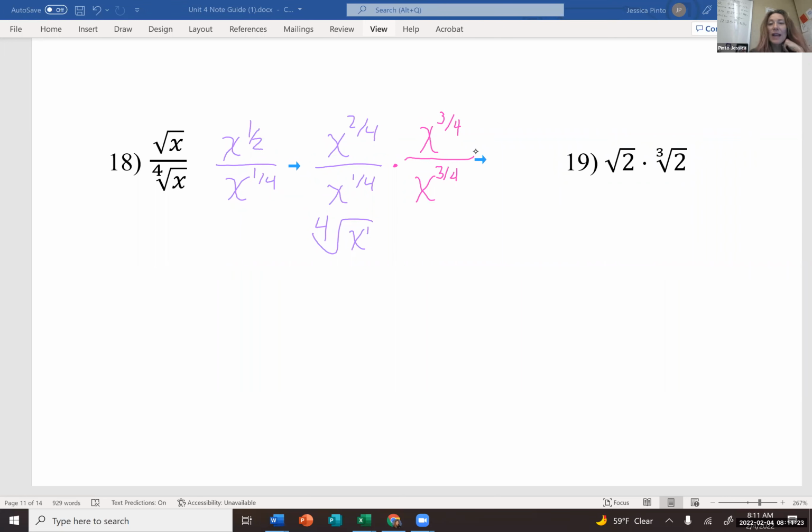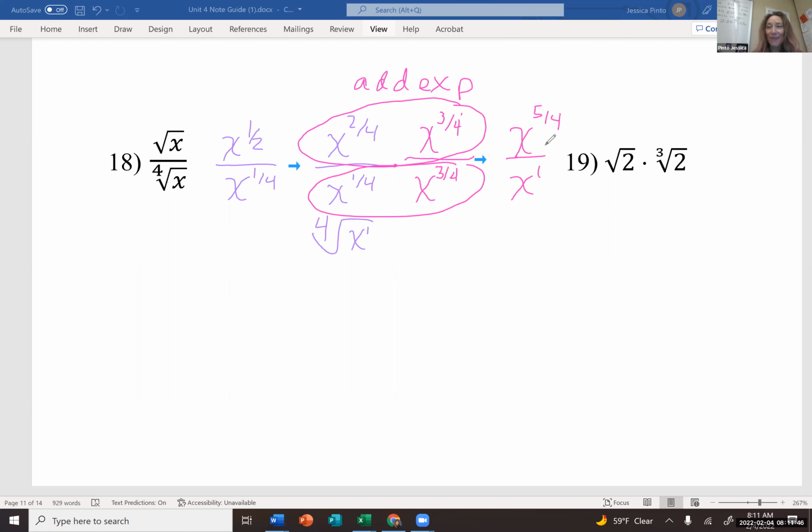Okay, so now I'm going to be able to combine in the numerator. I'm going to add the exponents. And in the denominator, I'm going to add the exponents and I'm going to get x to the first power. It's going to be 4 divided by 4. So 2 plus 3 is 5, 5 over 4 for the numerator.